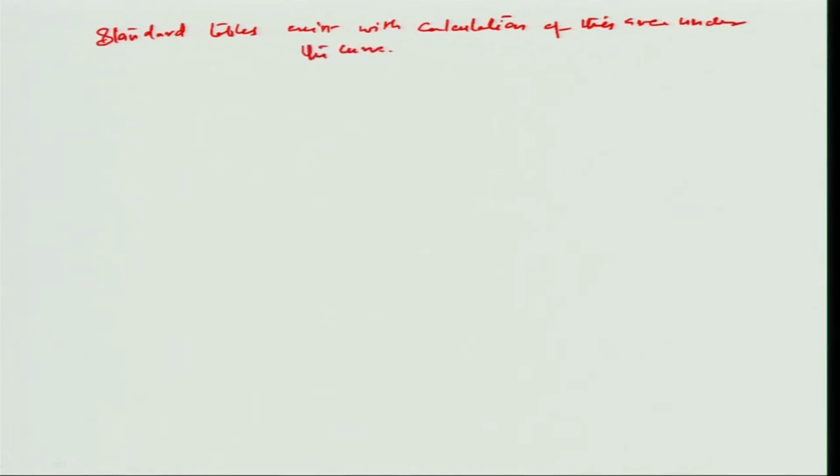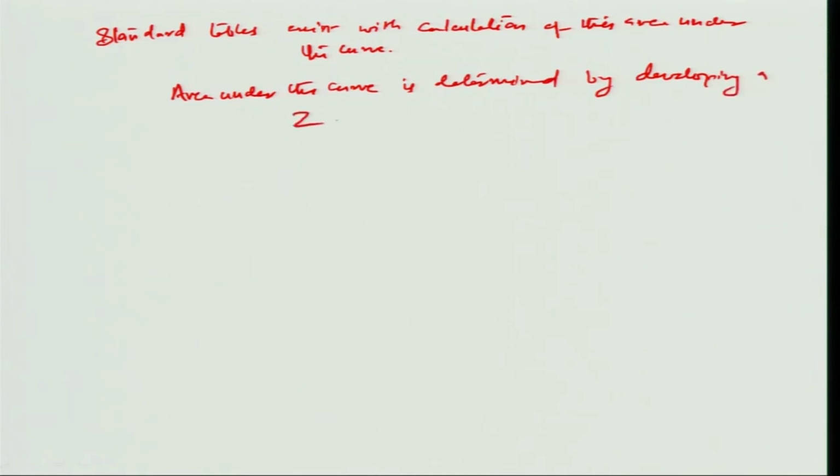So, therefore, obviously there are standard tables to reflect these values, and area under the curve is determined by developing a z variate and then putting limits to this z variate.